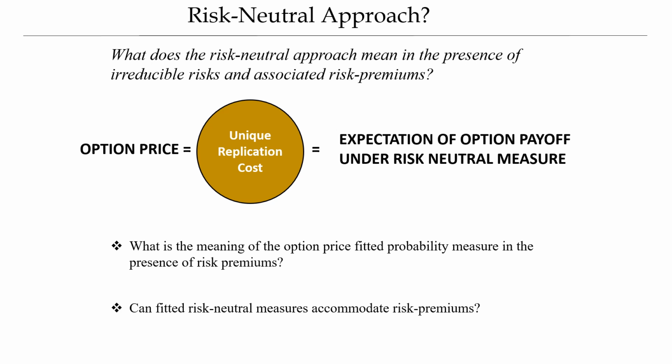Irreducible risk while attempting to replicate is a fact of life. What does the risk-neutral approach mean in the presence of irreducible risks and associated risk premiums? What is the meaning of the option price fitted probability measure in the presence of risk premiums? Can fitted risk-neutral measures accommodate risk premiums?